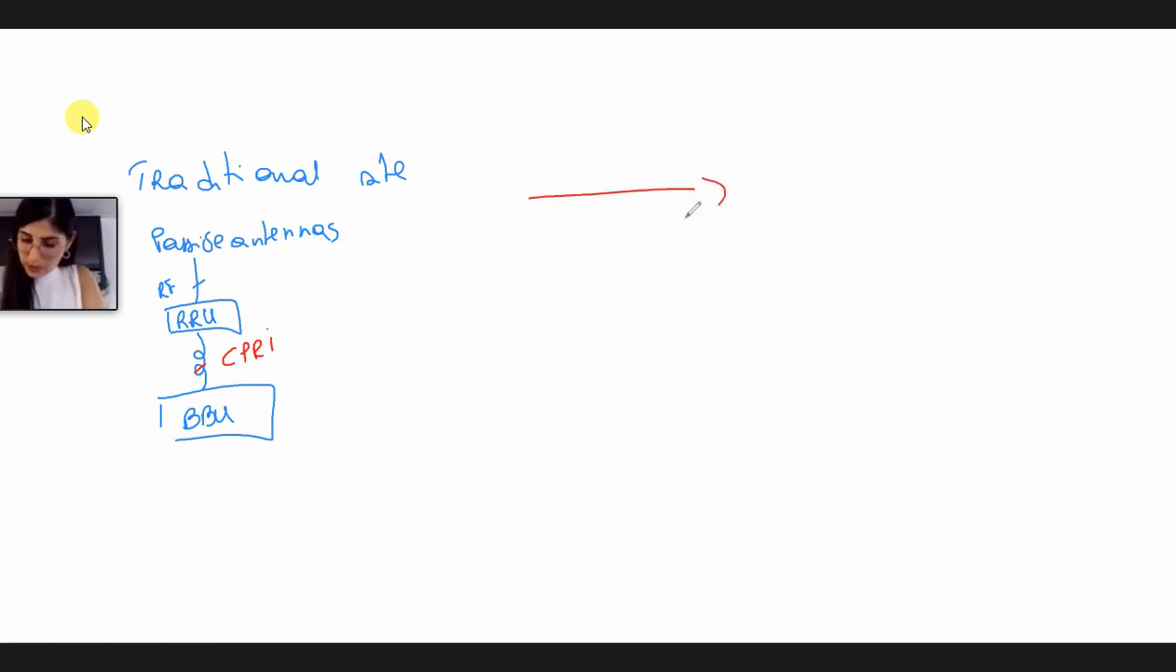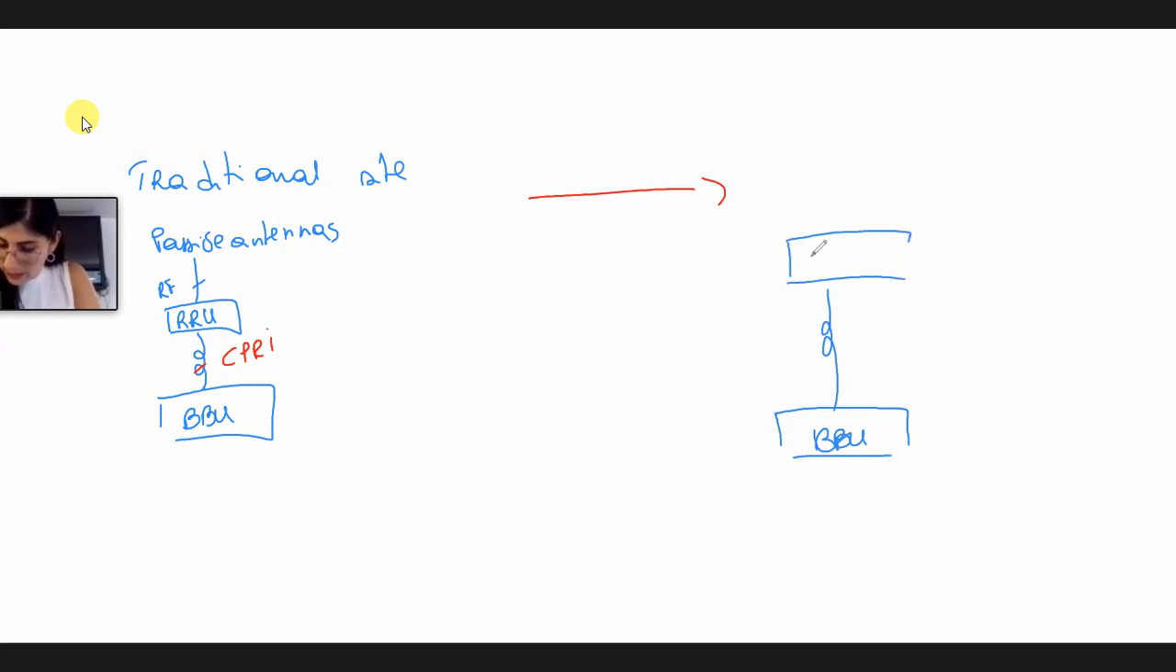The evolution is this one. We have our BBU. Our BBU through an optical cable is directly connected to the active antenna unit. The RU is already integrated inside. And in here, we can have the CPRI or the enhanced CPRI. So at the radio access network, this is another evolution that we can see.